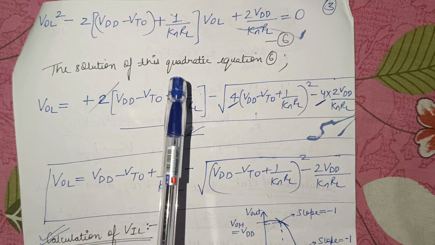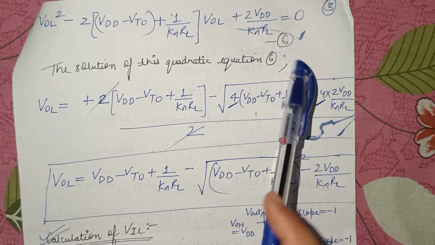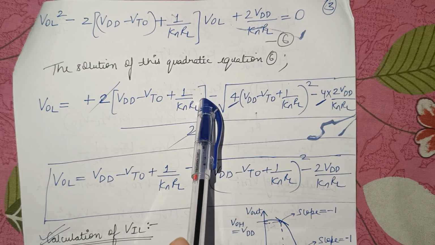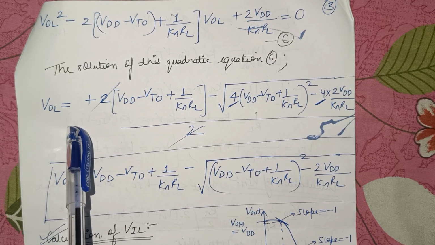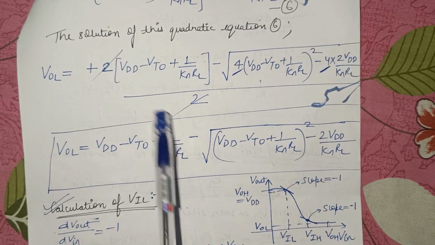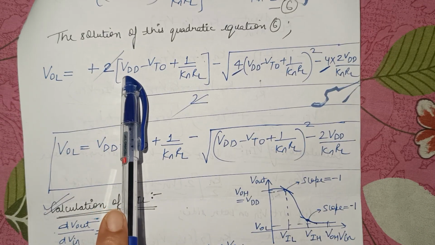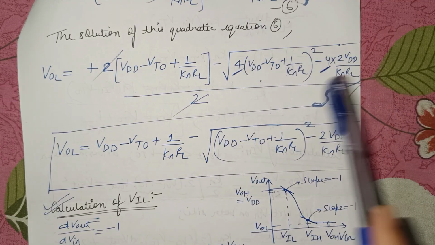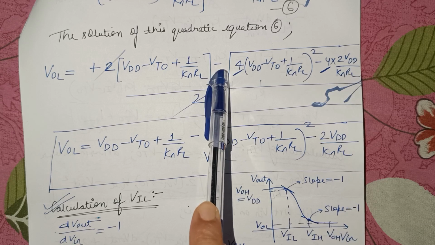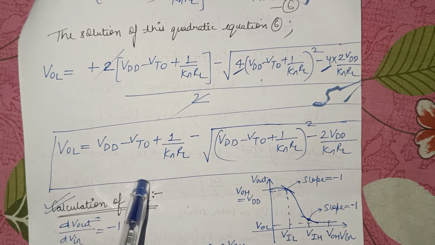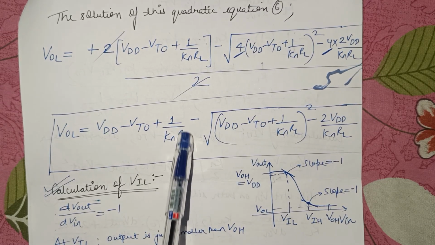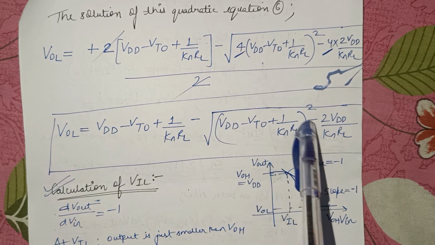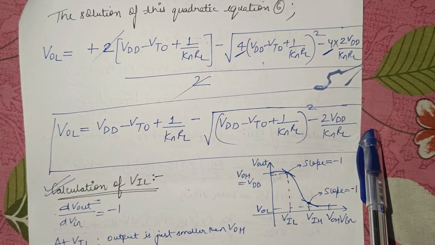By taking VOL common, we get this equation number 6. And what is the solution of this quadratic equation? Remember one thing, there will be two solutions, but we take the negative one because VOL should be considered very low. So we take this from the solution of the quadratic equation, which involves b square minus 4ac. We take the negative part here, and VOL will be simply equal to VDD minus VTO plus 1 by KNRL, under root of (VDD minus VTO plus 1 by KNRL) whole square minus 2 VDD by KNRL.